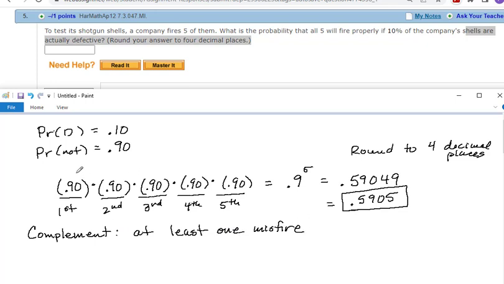Now it could have been any one of the 5 shots, and there could have been 2 of them misfire, or 3 of them misfire, or 4 of them. That becomes pretty complicated if you try to work it out in that way. But if you think of it as a complement, if 59% of the time all 5 of them are good, then the complement is 100%, take away the 0.5905, which is 0.4095.